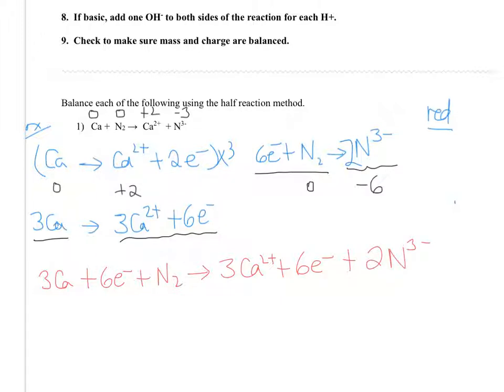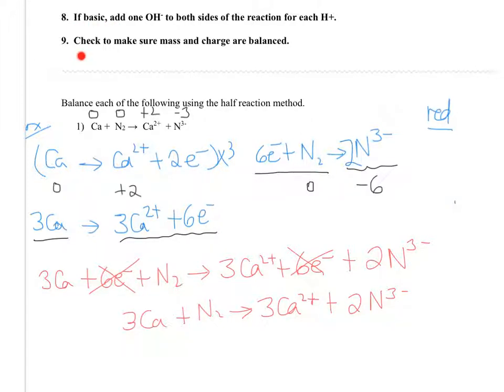If you did this correctly, your electrons should always cancel out. You have 6 electrons here and 6 electrons there, so they cancel out, because they're being transferred. They're lost by one and gained by the other. So let's rewrite that to make it look neater. So 3Ca plus N2 yields 3Ca2+ plus 2N3-. Step 8 says if basic, well, doesn't say anything about it being basic. It will tell you if it is basic.